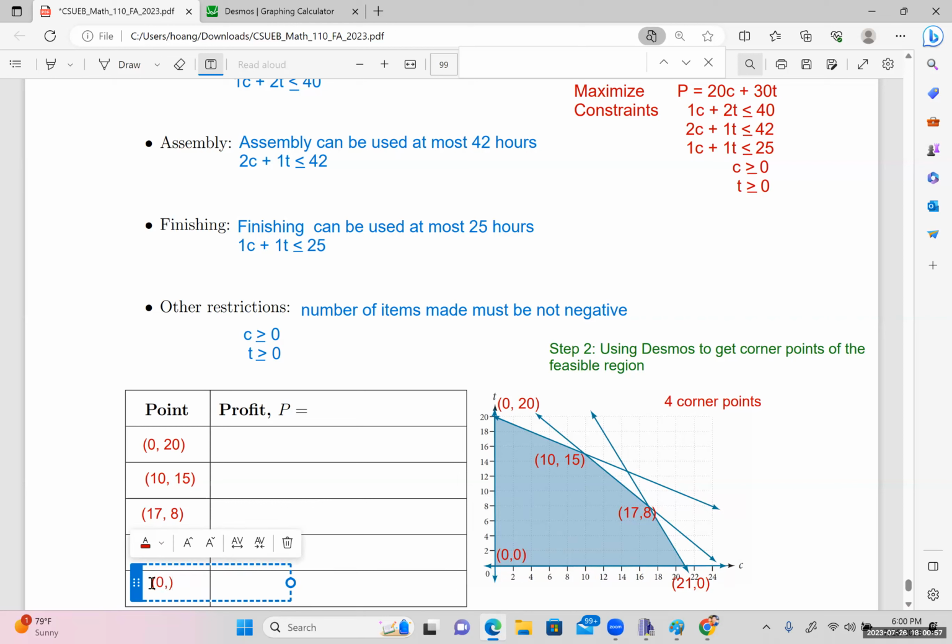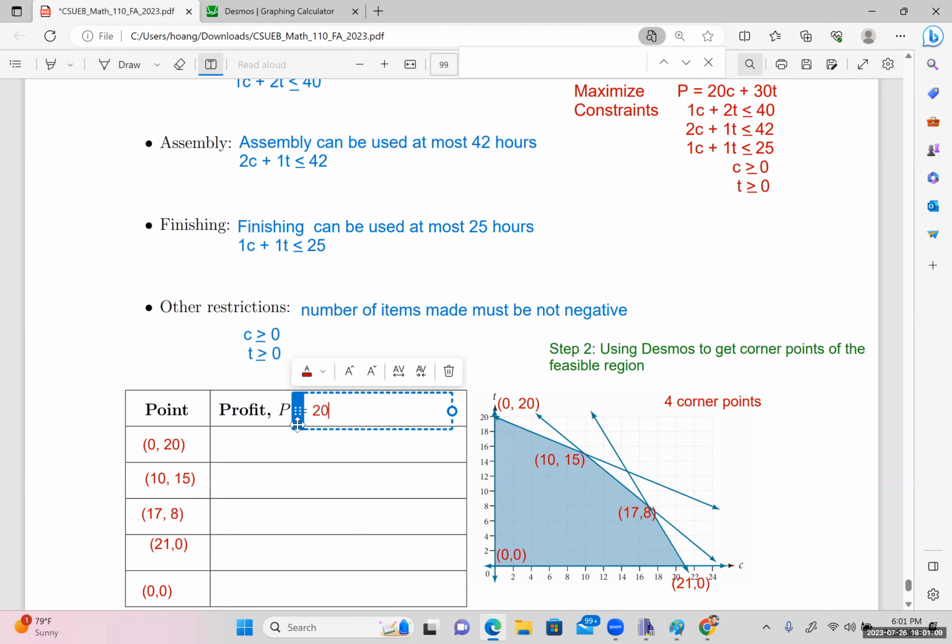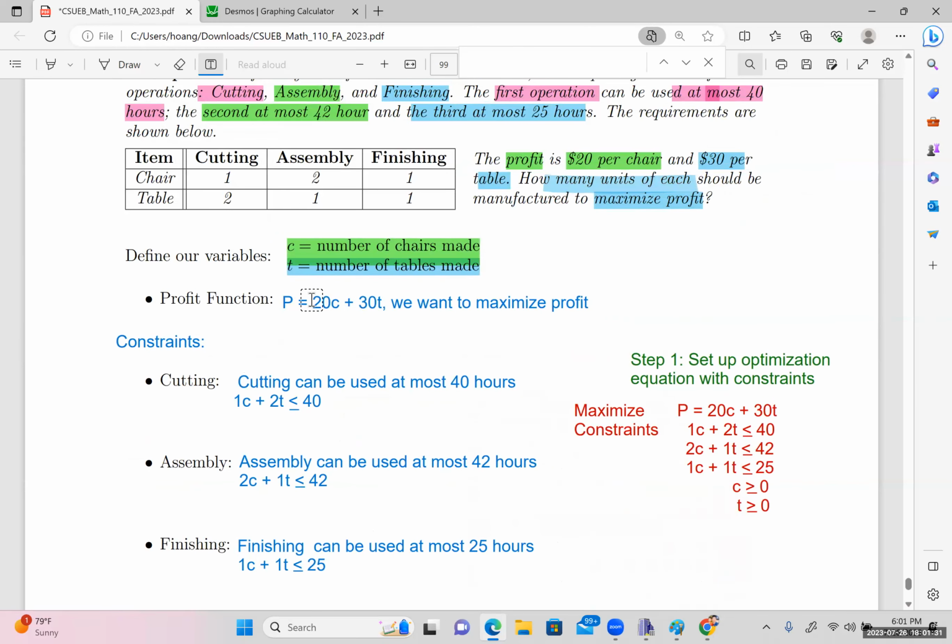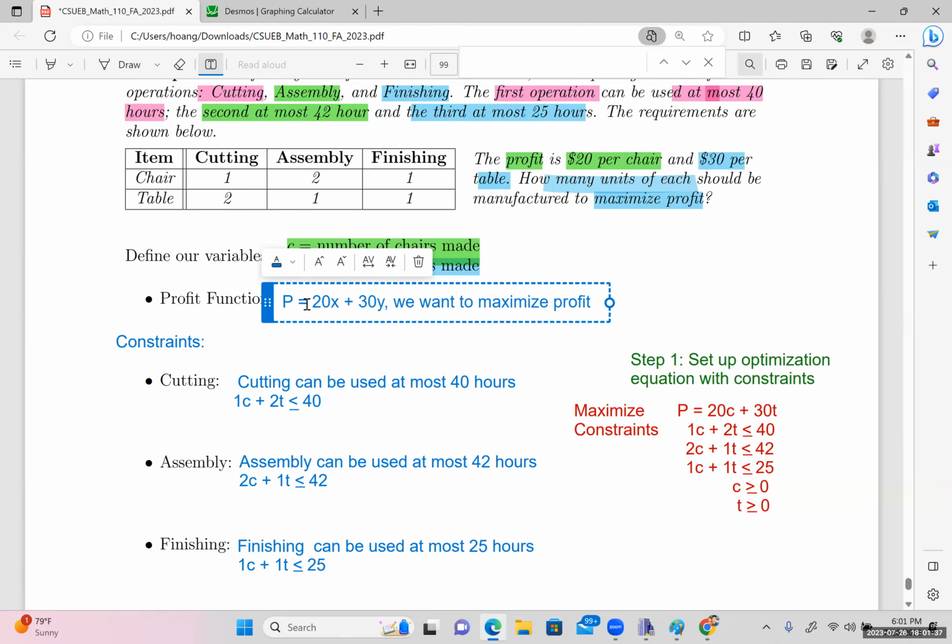But I think that will not be the one we are looking for, because 0, 0 will not make any profit. Thus the profit equation will be 20C plus 30T. I would recommend that we change this to X and Y values, right? So we don't have to worry about the decimals. I want to change everything to be X and Y because I want to make it consistent.